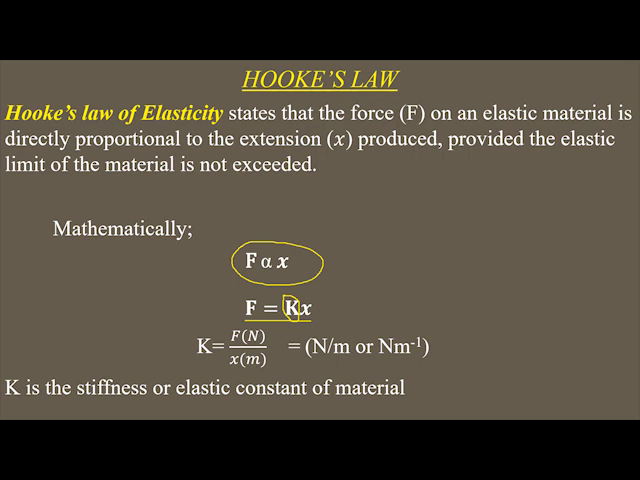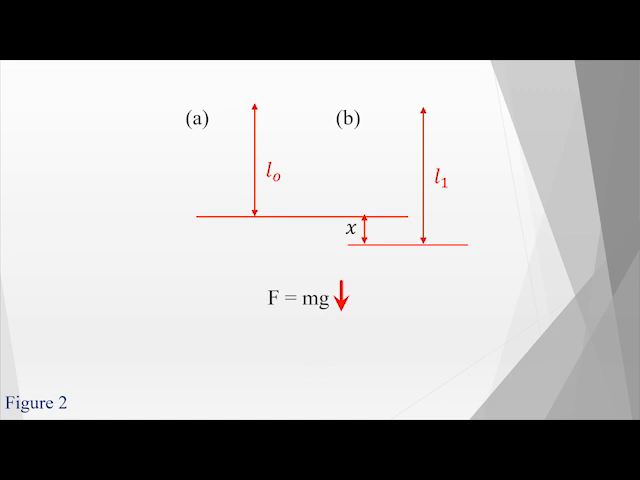F is measured in newtons. x is measured in meters. And k is measured in newtons per meter. k is known as the elastic constant of the material or the stiffness of the material. Hooke's law can better be explained using the image or object in Figure 2.